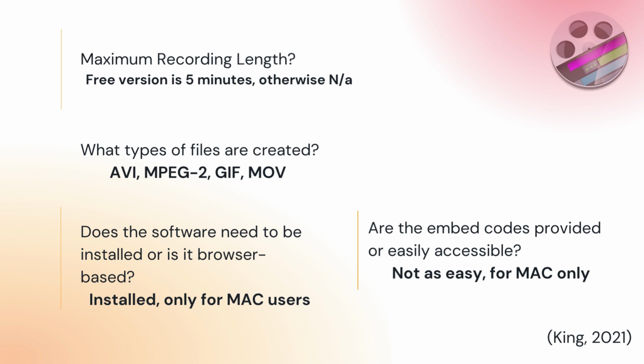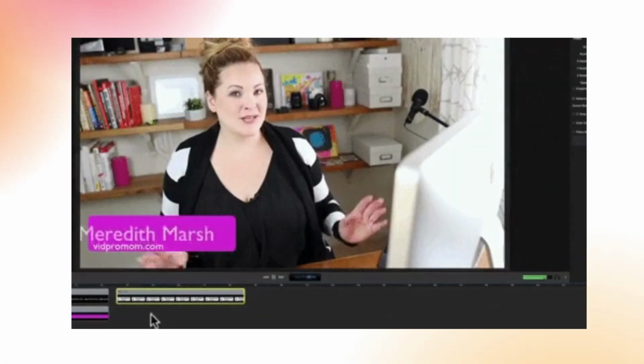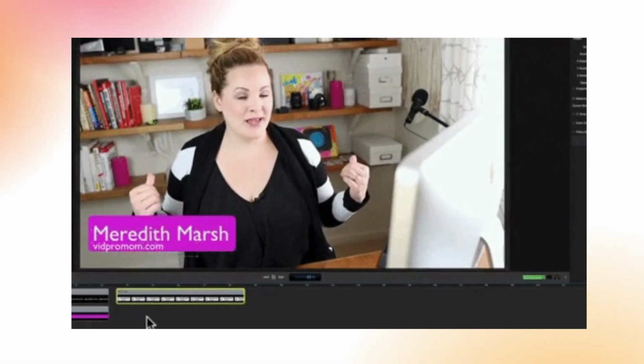And it's important to note, this is something that you do have to install, so you are going to have to download it. It cannot be accessed through browser. But more than that, it is only accessible for Mac users. And that being said, it does make it a little bit difficult to embed the codes, and it's not as easily accessible since it is only for Mac. Here's a short clip of ScreenFlow.